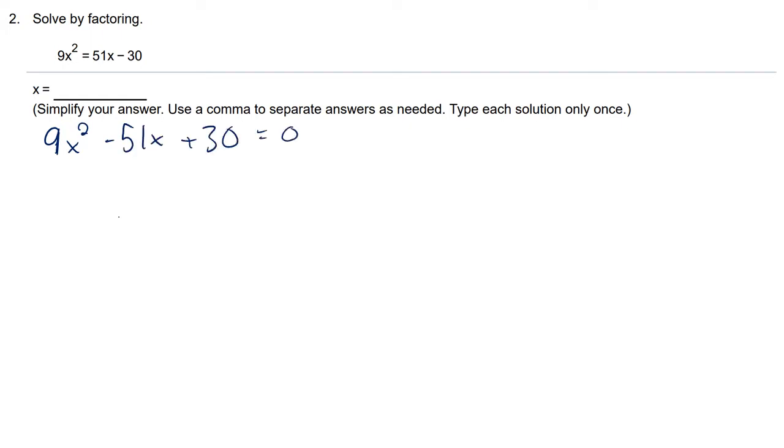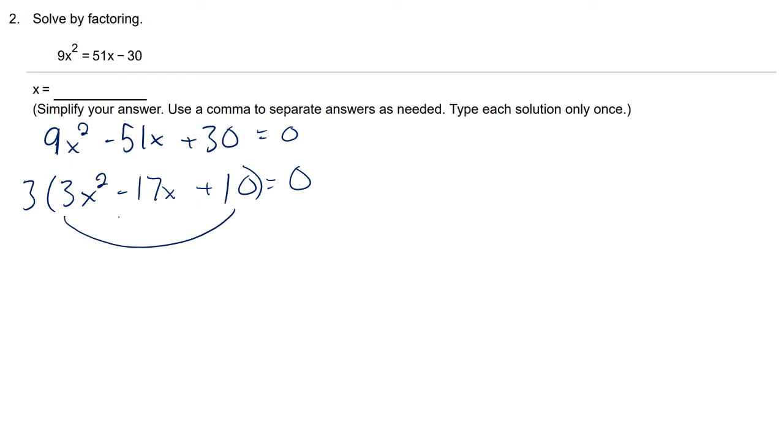So we're going to first try to take out a common factor. I can do that because I can take a 3 out of everything. That leaves me with 3x squared minus 17x plus 10 equals 0. I took a 3 out. My numbers are a little bit smaller, so I can go ahead and move from here.